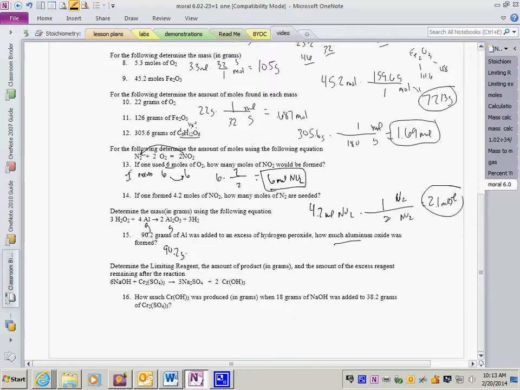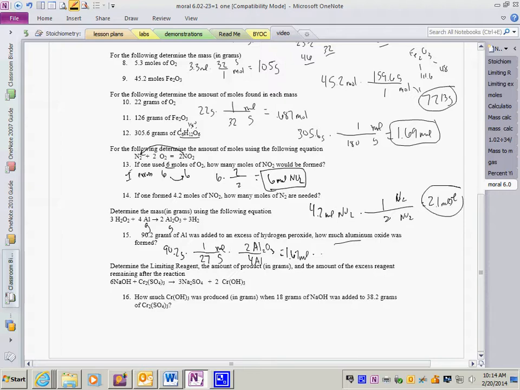90.2 grams, get rid of grams and go to moles. It's already balanced for me, but 1 mole of aluminum is 27 grams. Then for every 4 aluminums, I get 2 aluminum oxides. And then from there I can stop if I want to stop in moles. The moles at that point would be 90.2 divided by 27 times 2 divided by 4 gives me a whopping 1.67 moles.